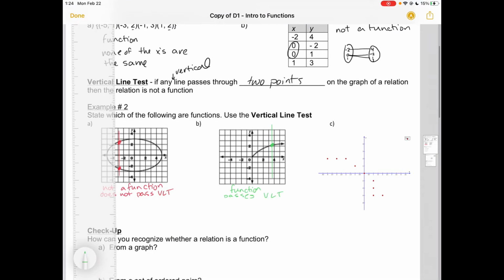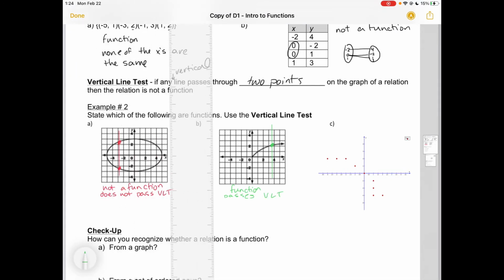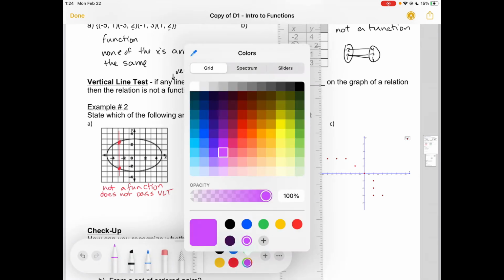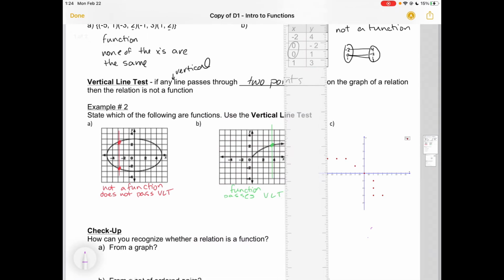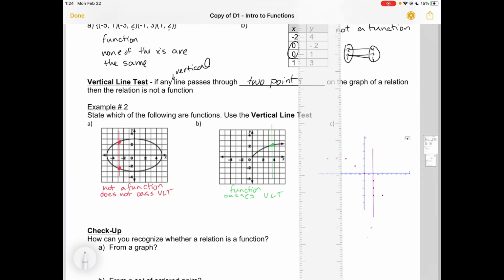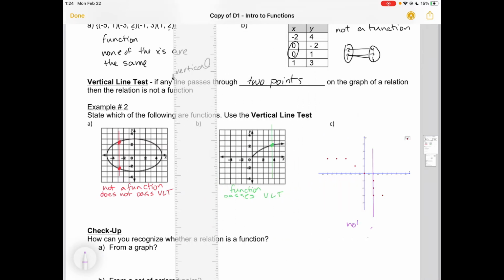Now on my scatter plot here, what I want to notice is that I could draw a line through this point and it would only touch once. Same with this point, same with this point, same with this point, but all of a sudden I'm going to get to this situation where when I draw a vertical line, I go through 3 points. So that means that it's not a function because it does not pass the vertical line test.